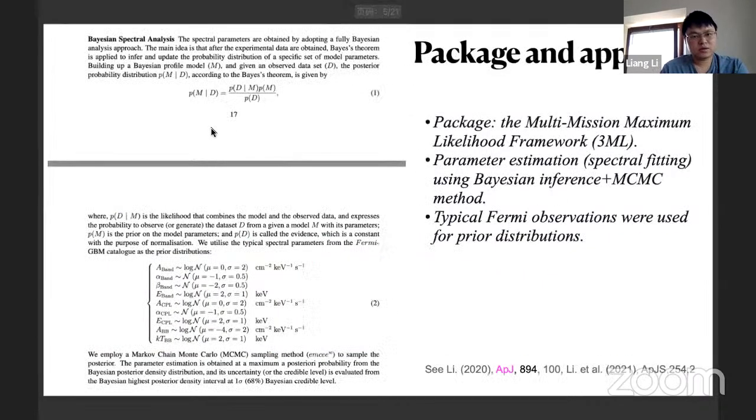So the general approach for the data analysis, especially for the spectral analysis, we used is the Bayesian plus Monte Carlo Markov method. We use the package namely 3ML. This package was developed by the Fermi team a few years ago. When we perform a Bayesian analysis, we should set the prior information. For the prior information, we use the typical values from the Fermi observations. For more detailed information, you can find it in these papers.